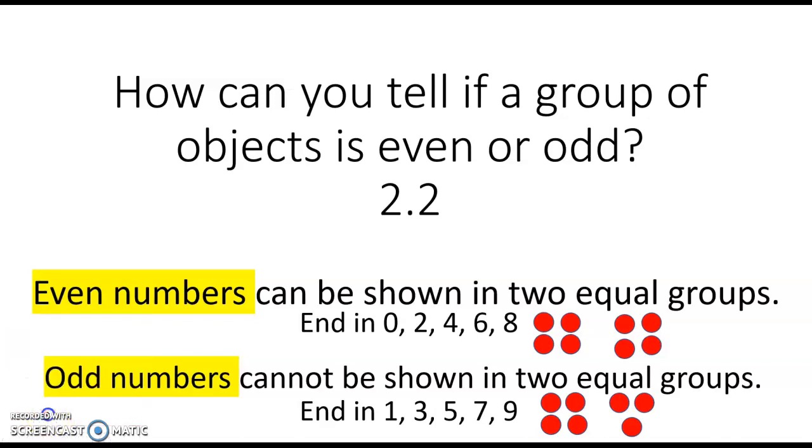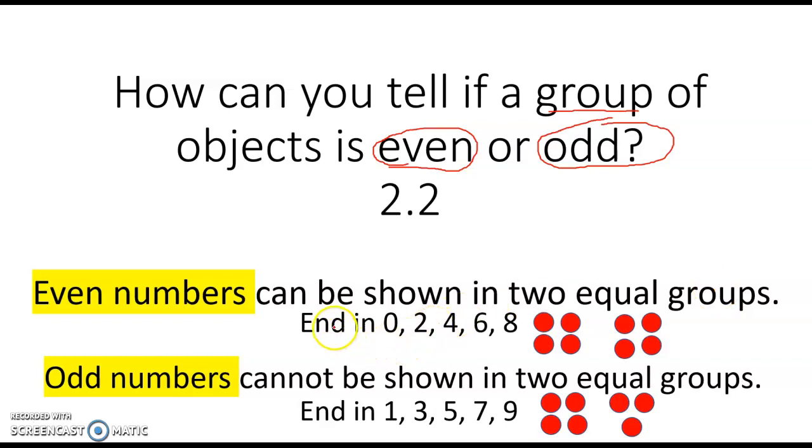Your lesson essential question is, how can you tell if a group of objects is even or odd? So again, today we're going to be talking about even and odd numbers, and we'll be looking at groups of objects. Remember last week you learned that even numbers can be shown in two equal groups.